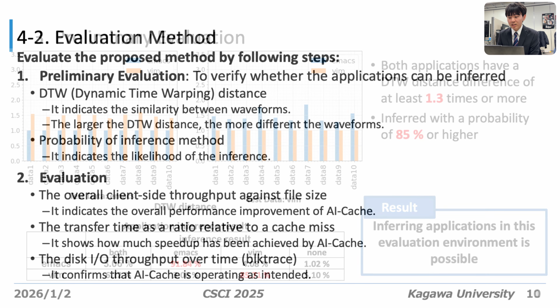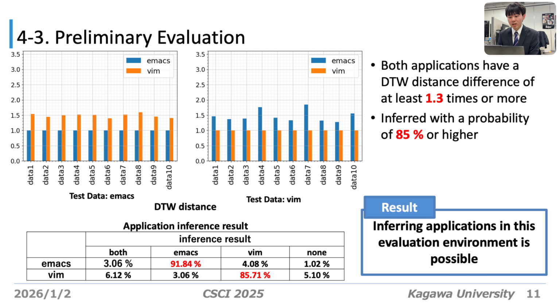First, I describe the result of preliminary evaluation. The figure in the upper left shows the DTW distances. The horizontal axis is the test data. The vertical axis is the ratio of the DTW shortest distance relative to the baseline application. The left figure shows the result for Emacs, and the right figure shows the result for Vim.